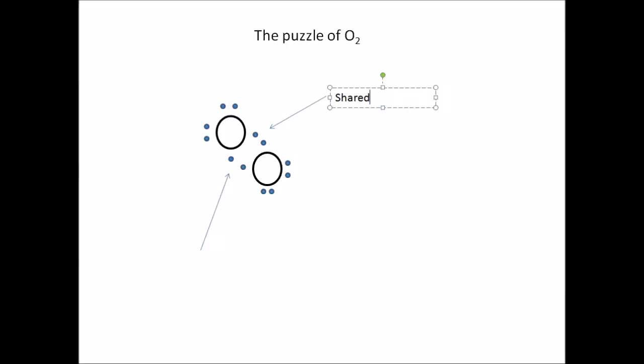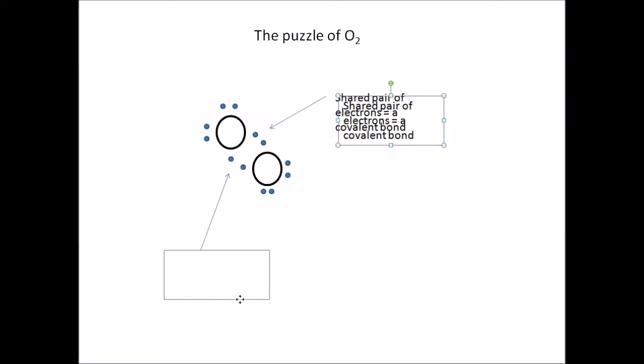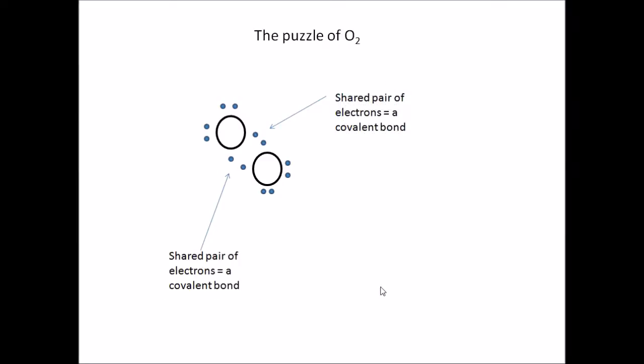So, a shared pair of electrons, a covalent bond, and we have 2 of those. So this becomes a double bond. So there is a double bond in the middle of the O2 molecule. And the dot structure could be represented like this, or a slightly different way, which I'll show you on the original worksheet.